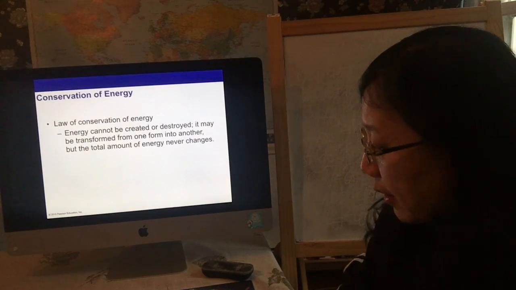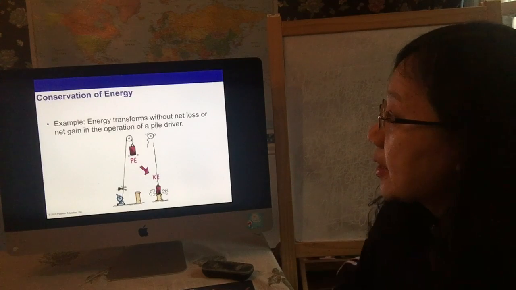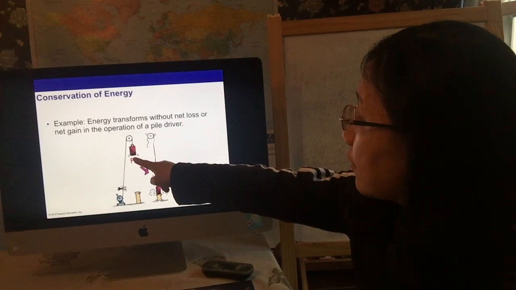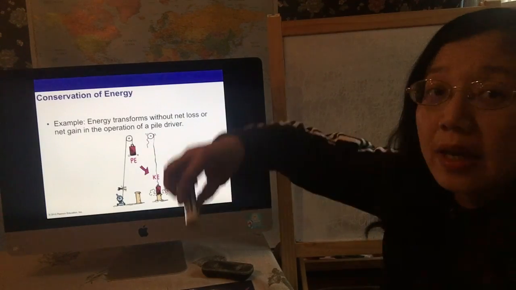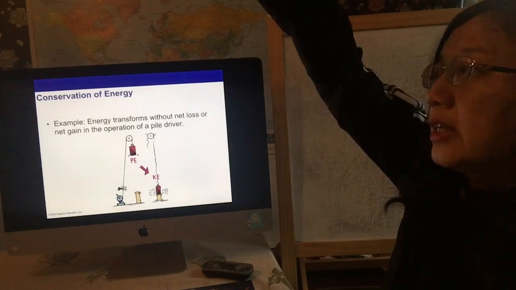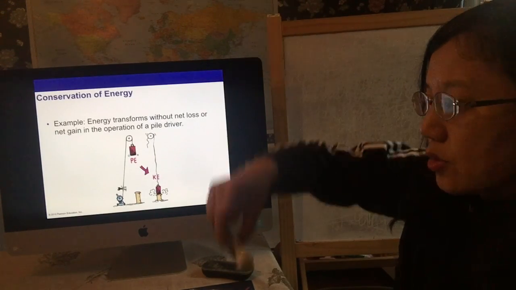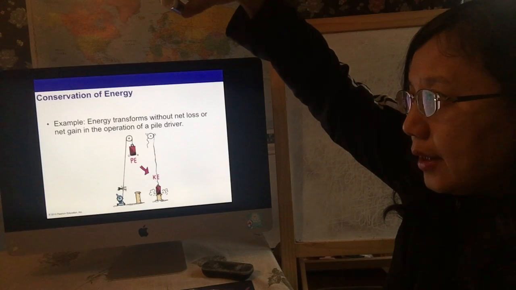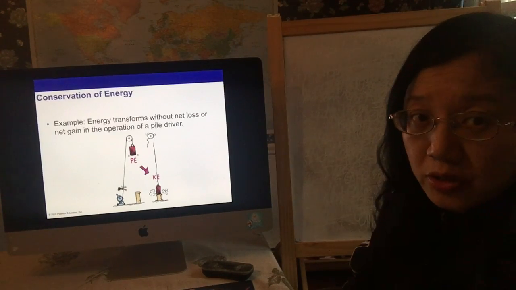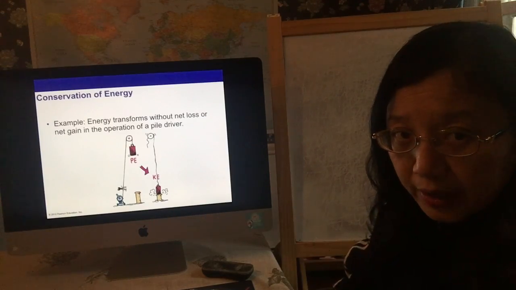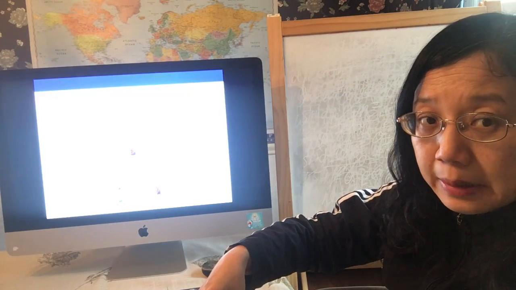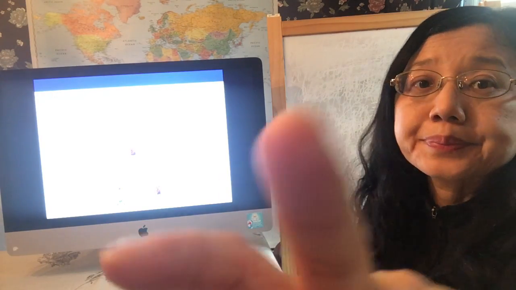Okay, so in our class here, I can show you some of the examples. For instance, if you lift something very high, let's say I lift this marker very high, so basically I'm storing the energy through the potential energy, right? Once I release it, the potential energy actually becomes what? Kinetic energy, okay? So the potential energy is decreasing, but the kinetic energy is getting bigger and bigger.